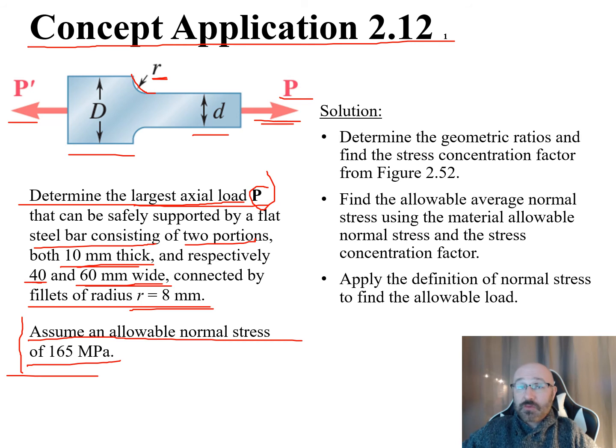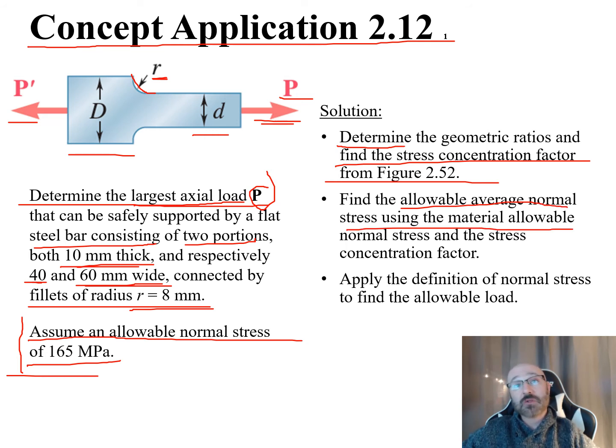So in order to do this, we begin our solution. Take a look at all the given information, what they ask us to solve for. We want to determine first the geometric ratios and find the stress concentration factor, our K value, from our figure 2.52. Next we want to find the allowable average normal stress using the material allowable normal stress and the stress concentration factor K. And last we're going to apply the definition for normal stress to find the allowable load, which is what we're looking for there. Our allowable load is P.